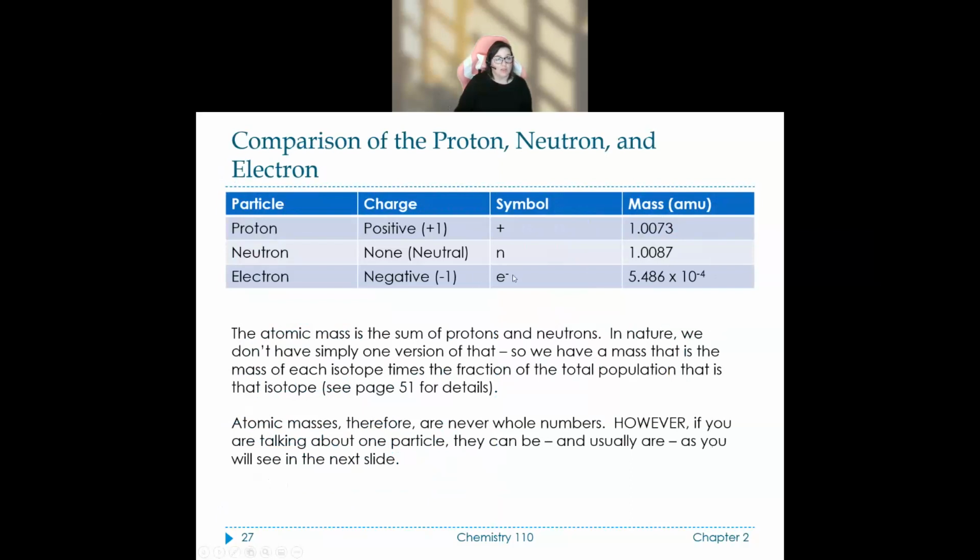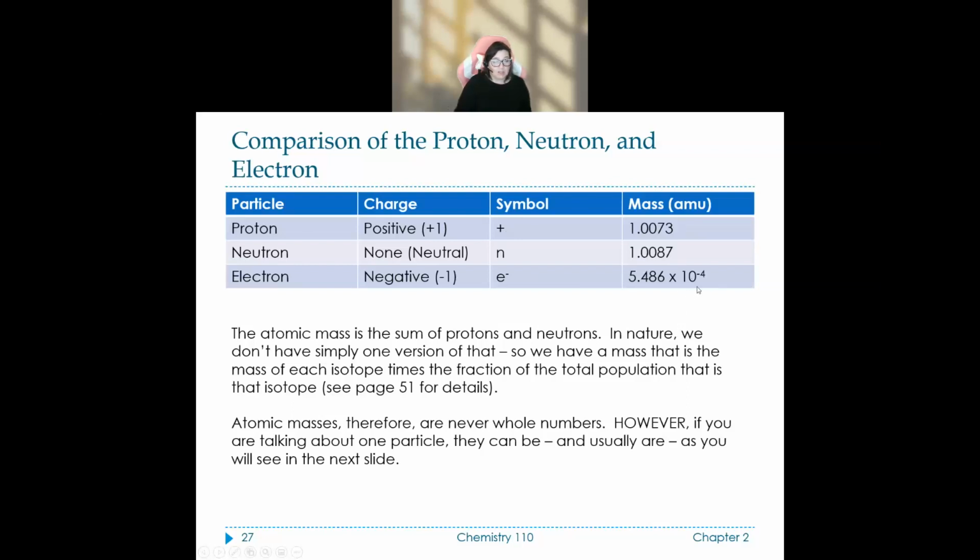Now let's compare proton, neutron, electron. We said that a proton is positive, neutron is neutral, and an electron is negative, okay? So our symbol for proton is just the positive sign. The neutron is an N, and the electron is e minus, okay? That's again to indicate the charge. We know that the mass of the proton is approximately 1.0073. The mass of the neutron is 1.0087 atomic mass units. And the electron is way tiny, 5.486 times 10 to the minus 4th.